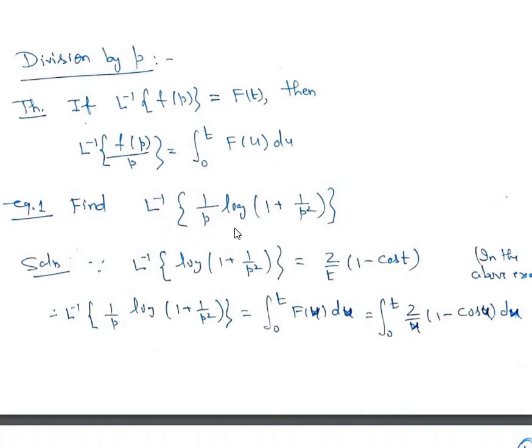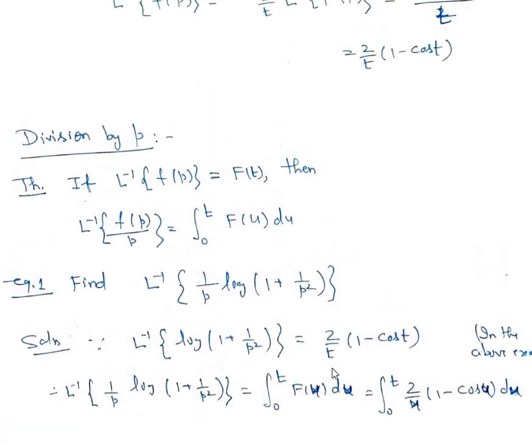Okay, let us take this example. Find L inverse of 1 upon p log of 1 plus 1 upon p square. So first of all we find out L inverse of this, and then we make use of this theorem because we are dividing here by p. Now since L inverse of log of 1 plus 1 upon p square is 2 upon t into (1 minus cos t), we have obtained here.